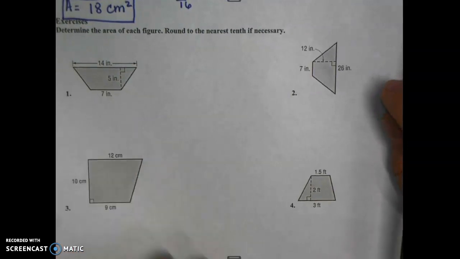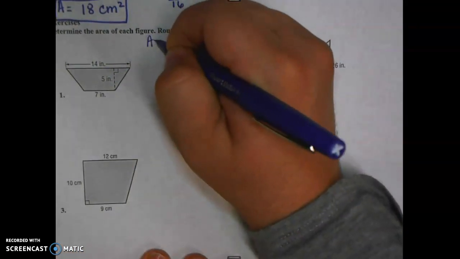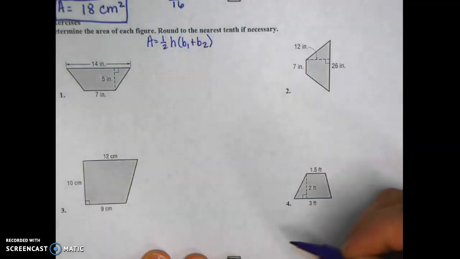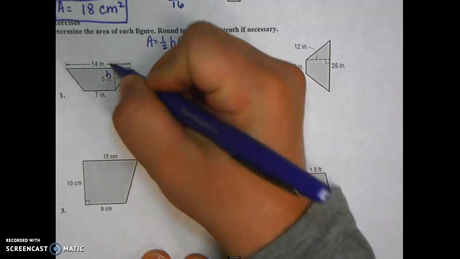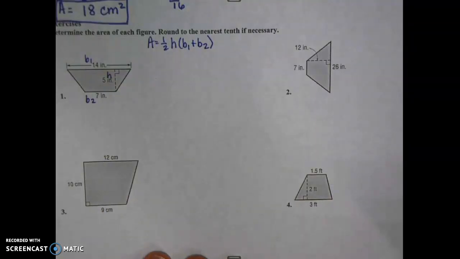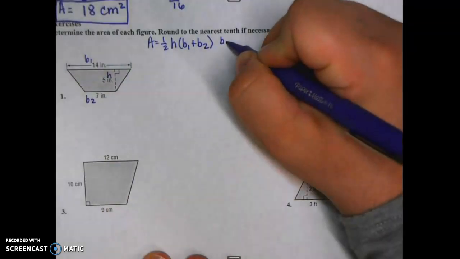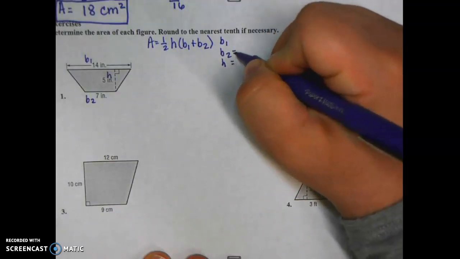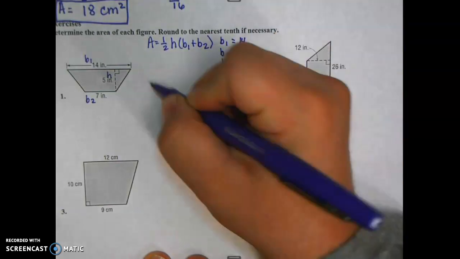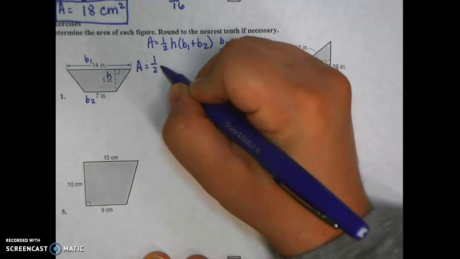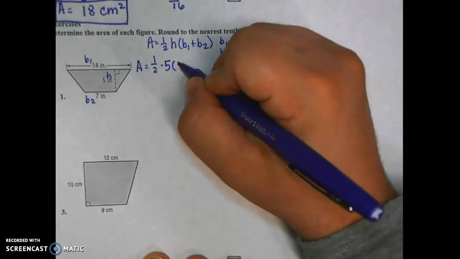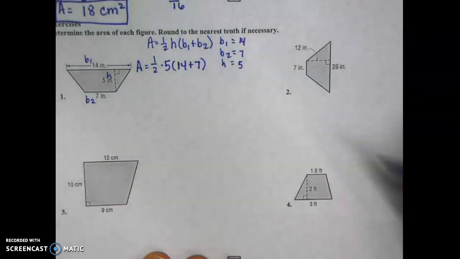Okay, let's do number 1. First thing, area equals half of the height times base 1 plus base 2. So then we identify what each are. Base 1, base 2. I label everything. So now we know what each piece is. We can label it here. We have base 1, base 2, and the height. Base 1 is 14, base 2 is 7, and the height is 5. So area equals 1/2 times the height. Height is 5, plus the base 1, which is 14, plus base 2, which is 7.